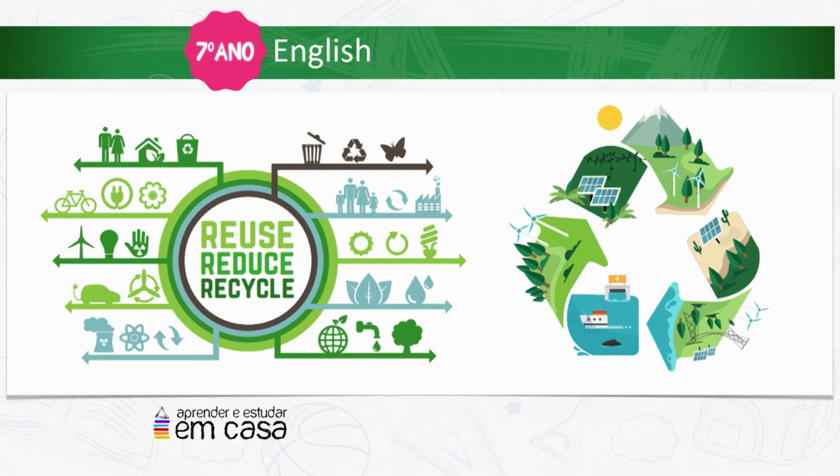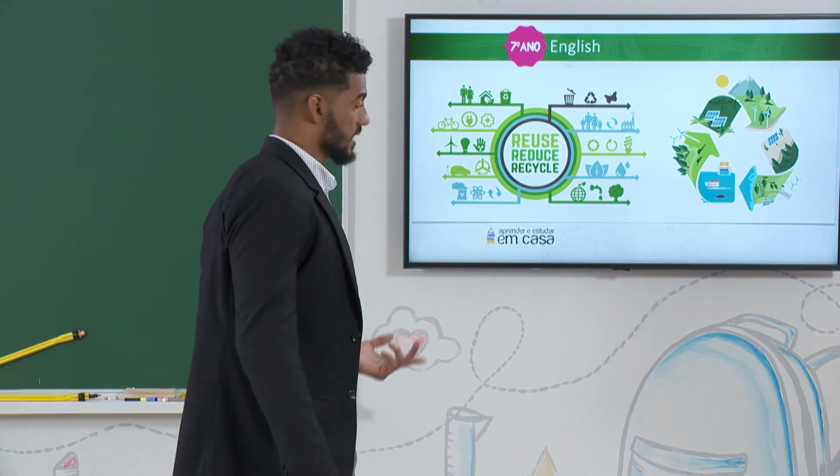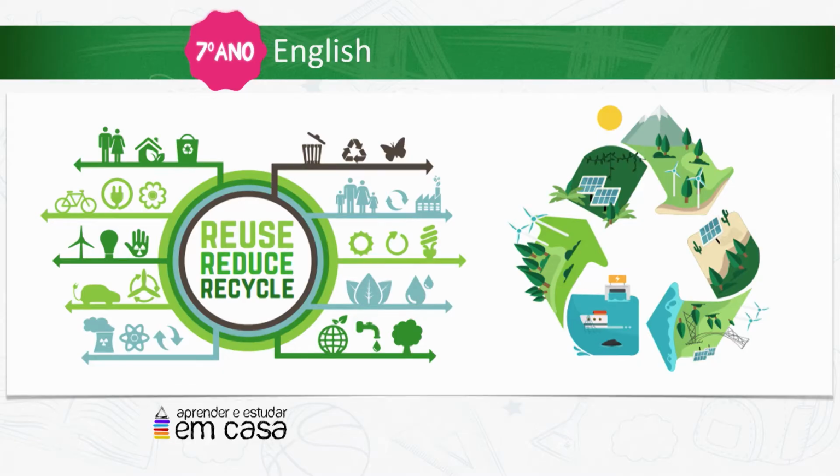Okay? Let's see the words that we have here. We have the words reuse, reduce, and recycle. Here we have the 3 R's. What does it mean? So, as you see, I can see the human being here, the car, the light, and then also the hand. So what else? Good. And the bicycle.